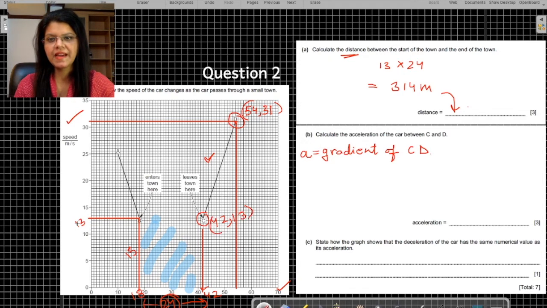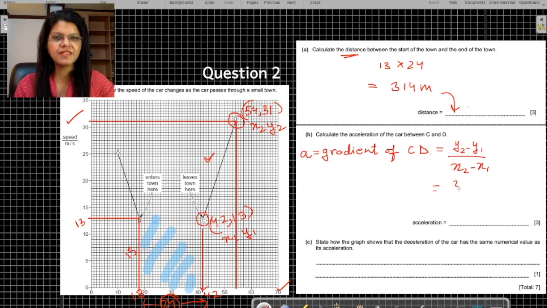42 and 30. What is the formula for gradient? The change in height over the change in x, or you can say y2 minus y1 over x2 minus x1. So let us call this point x2, y2, this point x1 and y1.